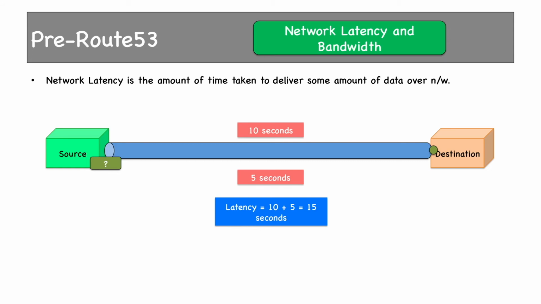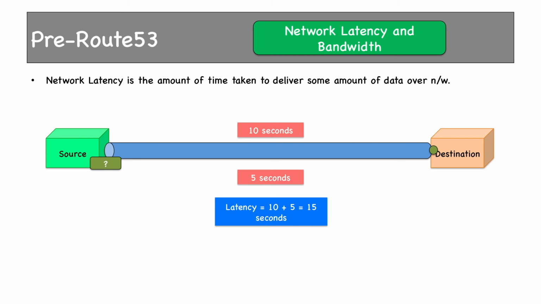If the size of the data was, say, 900 megabytes, then bandwidth would be the total amount of data transferred per second. That is 900 megabytes transferred over 15 seconds. So our bandwidth would be 900 by 15, which is 60 megabytes per second. That's all I want to discuss in pre-Route53 talk.